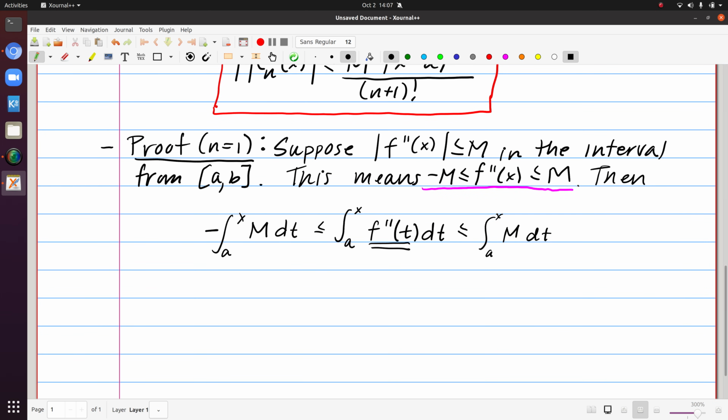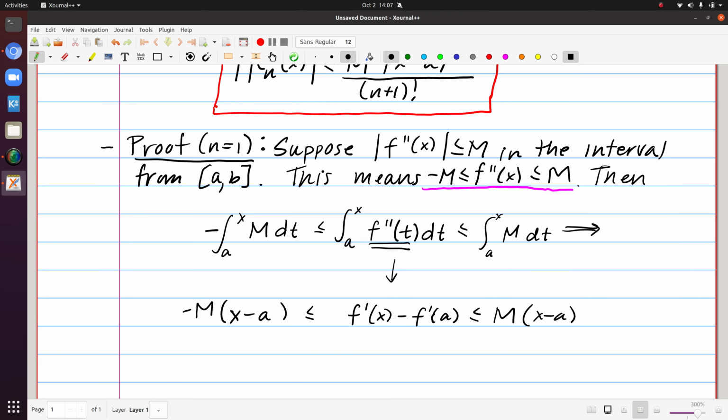So if we evaluate these integrals, then we're going to be able to say a few things. First of all, if I evaluate this middle integral, the antiderivative of the second derivative is the first derivative, and we're evaluating that from a to x. So that would leave me with f prime of x minus f prime of a. Then if I look at evaluating, let's say, the integral on the right there, that's going to just be the area of a rectangle with height capital M and width x minus a. And we have a similar idea with the negative of that.